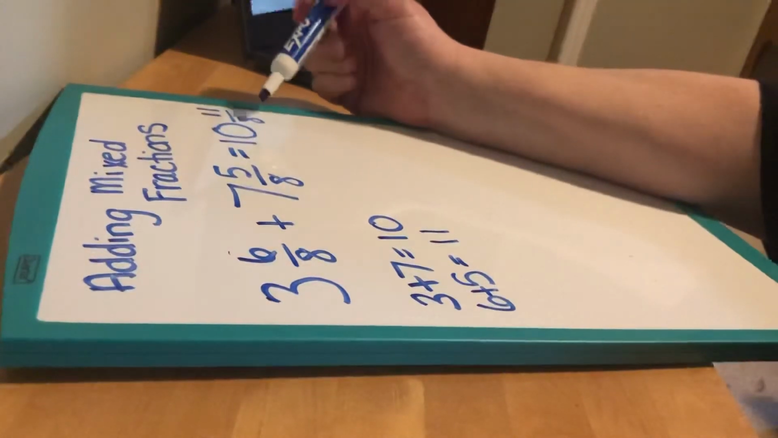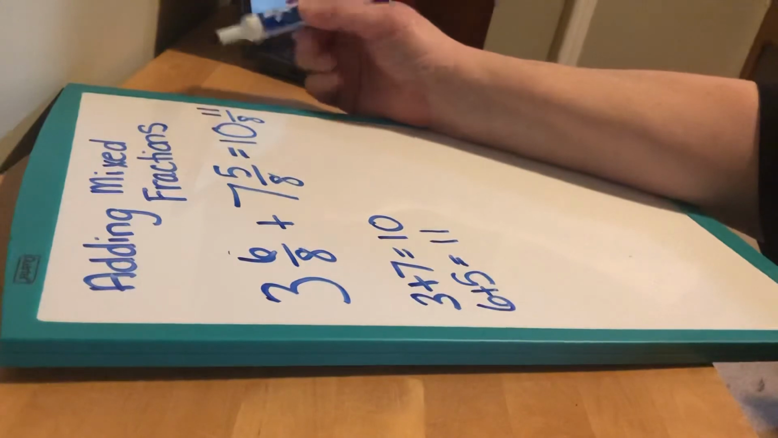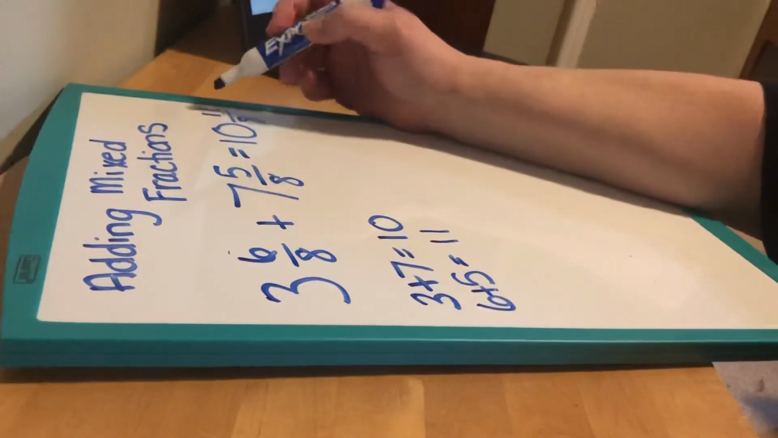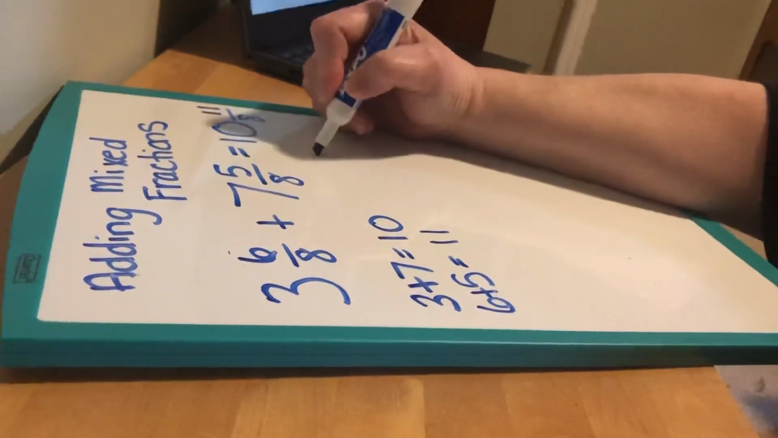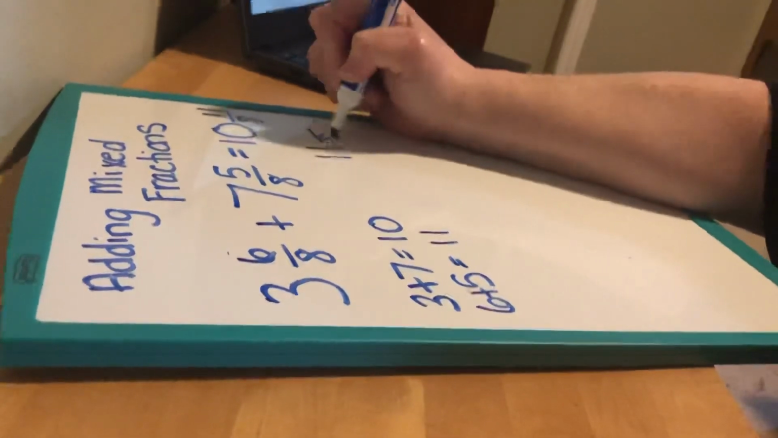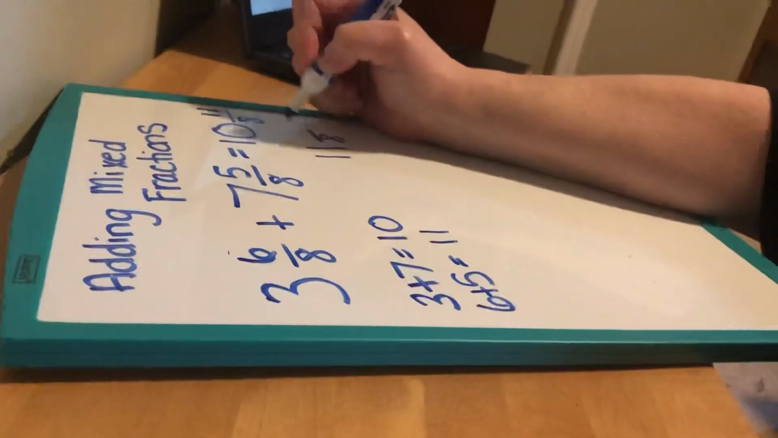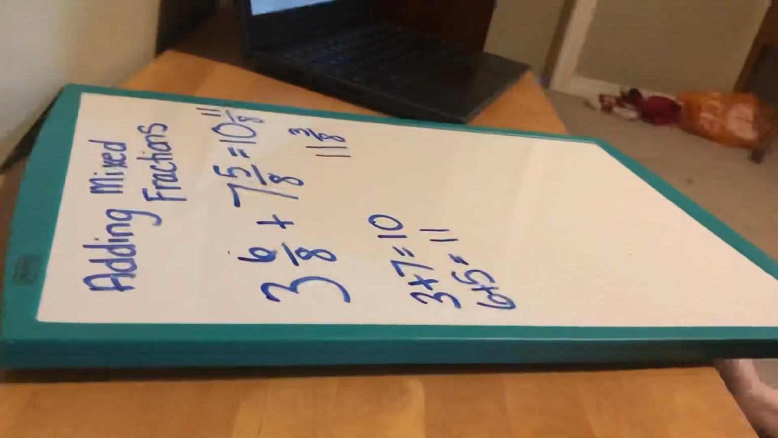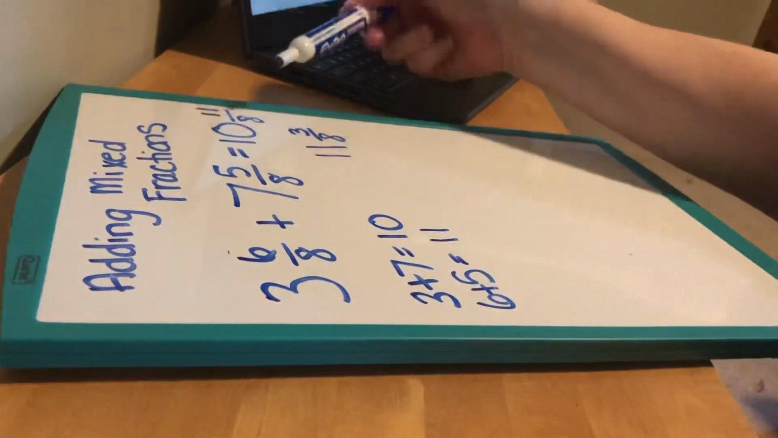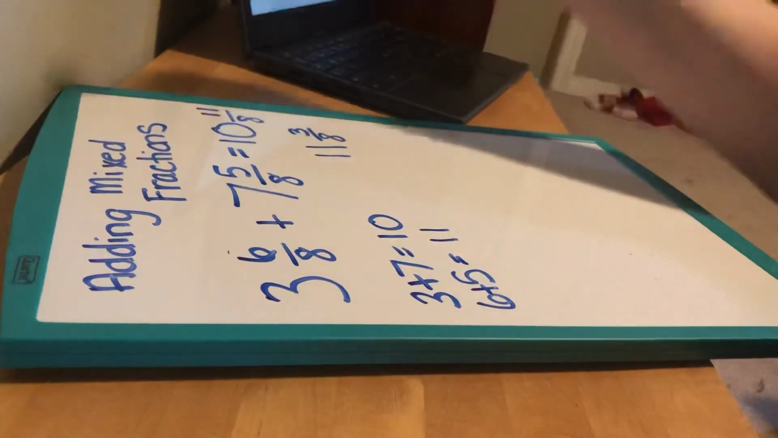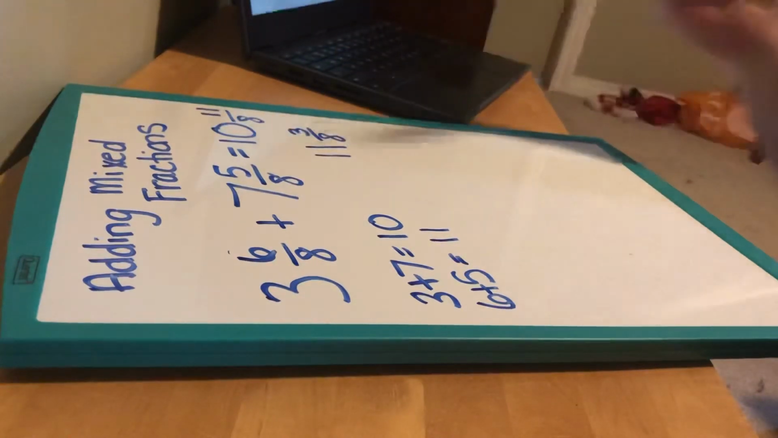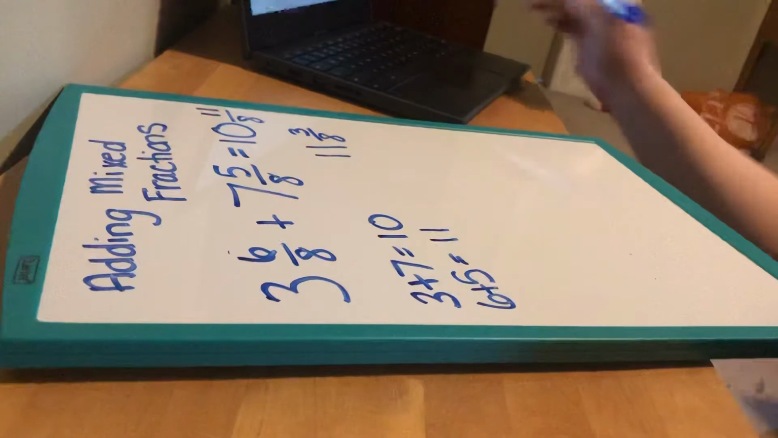So I've got to figure out how many times does 8 go into 11? And it goes once. So I can take out 8 from here, and I can make one whole. And I will have 3 left over. So while 10 and 11/8 is correct, to turn it into a true answer, I need to make it 11 and 3/8.